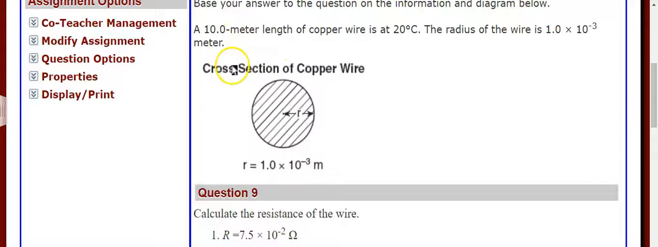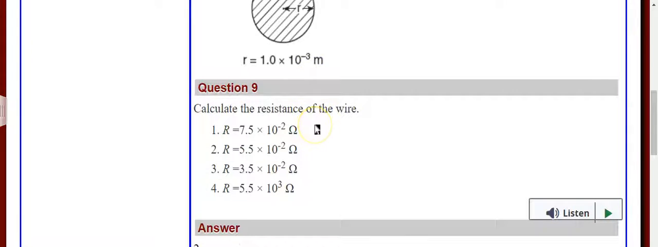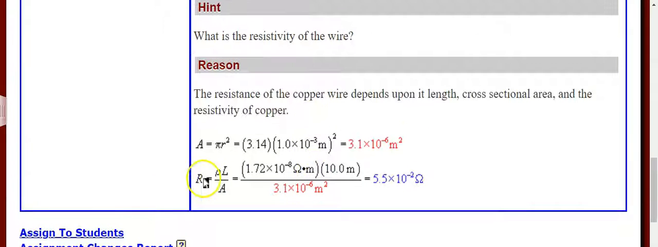All right, so here we have it. This circle represents the wire, as if you were looking down at it like looking at the head of a pencil point. Calculate the resistance of the wire. So we want to use the formula for resistivity. Resistivity is rho, the Greek letter that looks like a P, but it isn't. Rho times length divided by area.